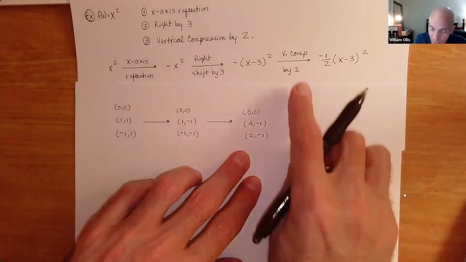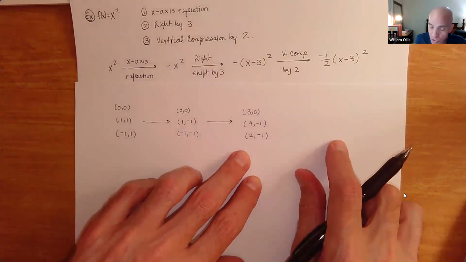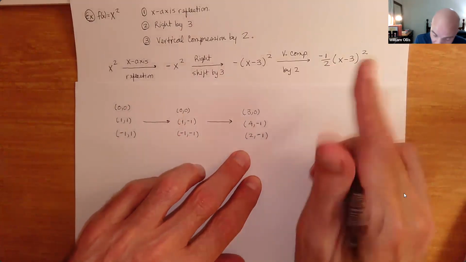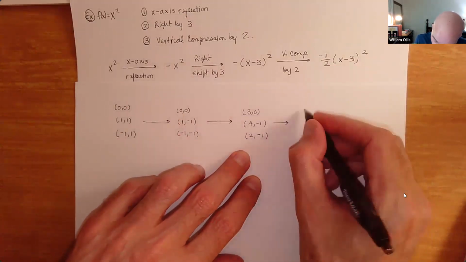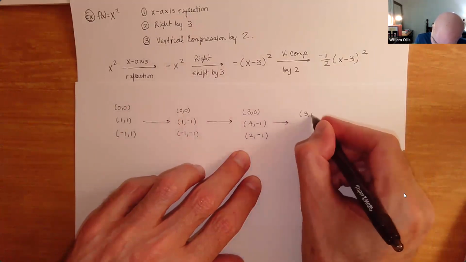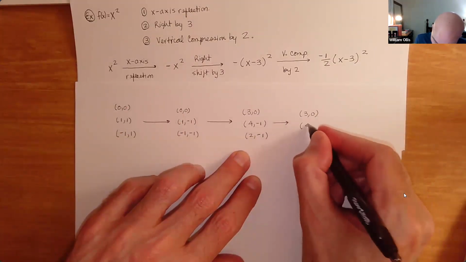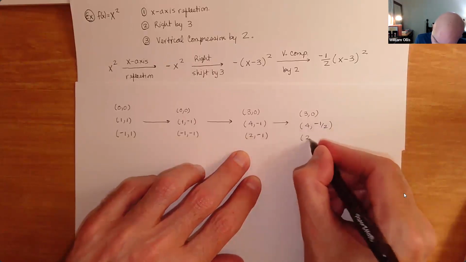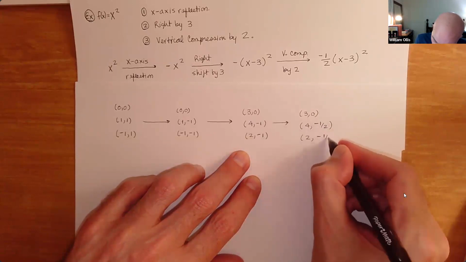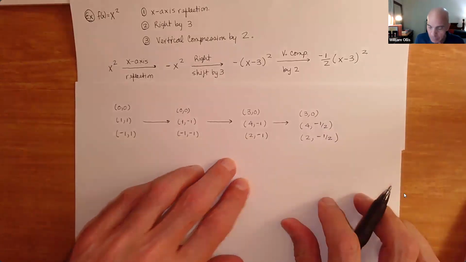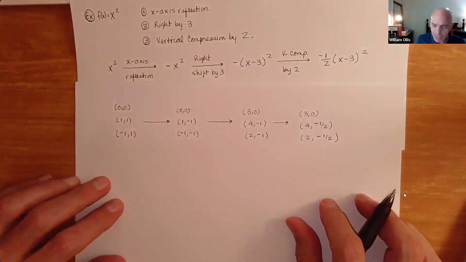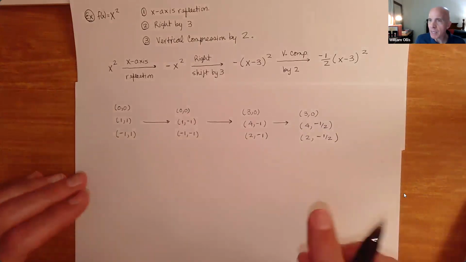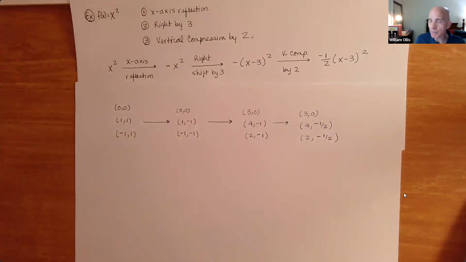And then the last one is vertical compression by 2. So all of the y-coordinates get multiplied by 1/2 to compress by a factor of 2. So we have 3, 0. We have 4, -1/2. And we get 2, -1/2. What's interesting about this particular example is that we can get the shape of the new function using the shape of the old function.